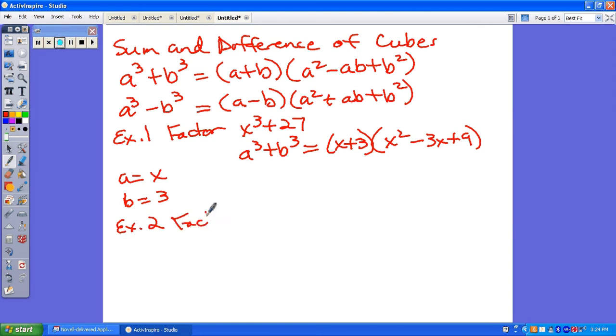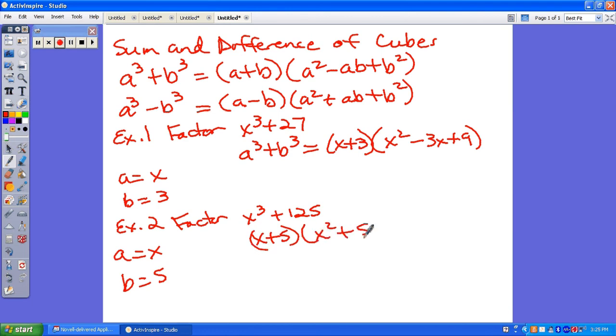So on example 2, we are going to factor, and I want to do this one, x cubed plus 125. And so in order to do that one, let's identify a and b. So a is x and b is 5. And so again, we're doing a sum. And so here you're going to have x plus 5, and then you're going to have x squared plus 5x plus 25. Remember that the middle term is ab, so you just multiply 5 times x.